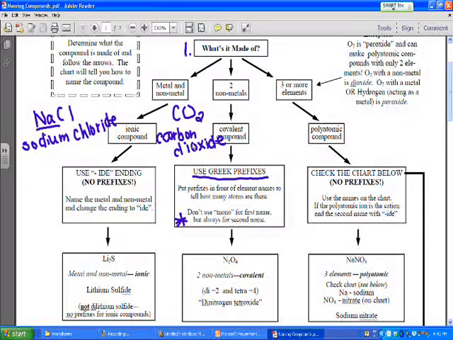So if this was an ionic compound, we would just call it carbon oxide. But it's not, it's covalent, so we have to make sure we add those prefixes: carbon dioxide. Now let's go down and look at their example.